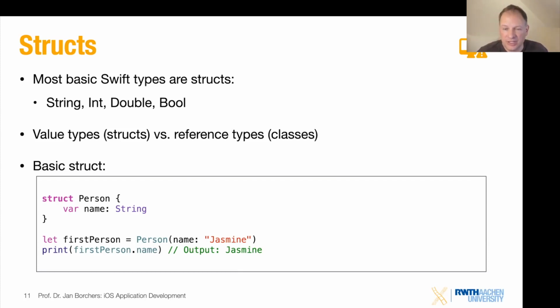They end up on the stack. They're basically just like ordinary variables or data types. So most basic types in Swift are actually structs. They are what you would call a value type versus a reference type, which you have with classes.